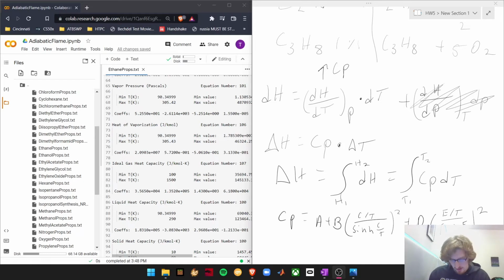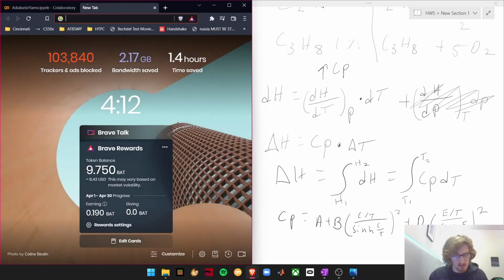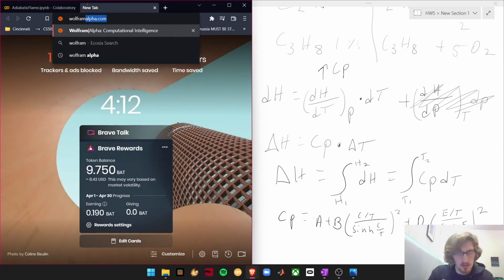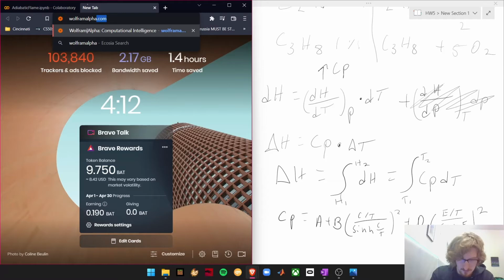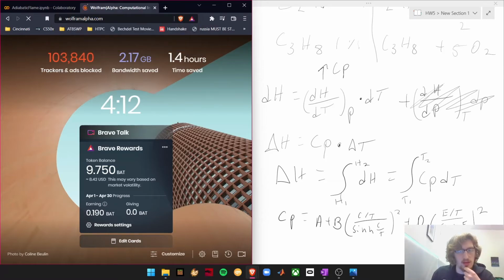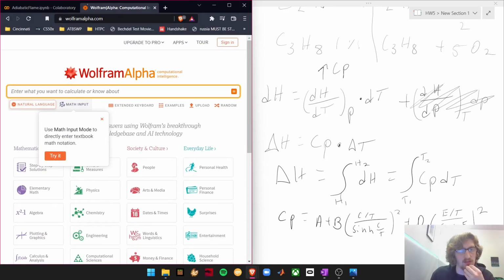Okay, so now that we have our equation, we need to integrate it to get this term here. Then from there, all we have to do is evaluate it between two temperatures, and that's going to be equal to our change in enthalpy. So I'm going to pull up Wolfram Alpha, and I'll just do the first one, and then I'll tell you what the second one is.